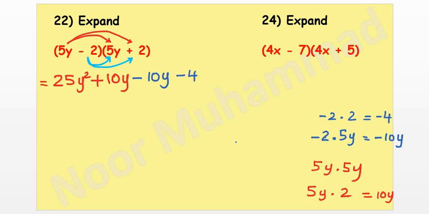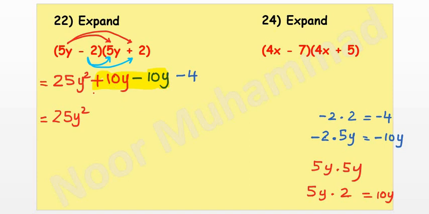Negative 4. Okay, now check what are the like terms here. So this positive 10y and this negative 10y are like terms, right? Because they have different signs, so we need to subtract them. And this 25y squared, we do not have any other y squared here, so it will remain as it is, 25y squared. This negative 4 has nothing to be added or subtracted with it, so it will remain negative 4.